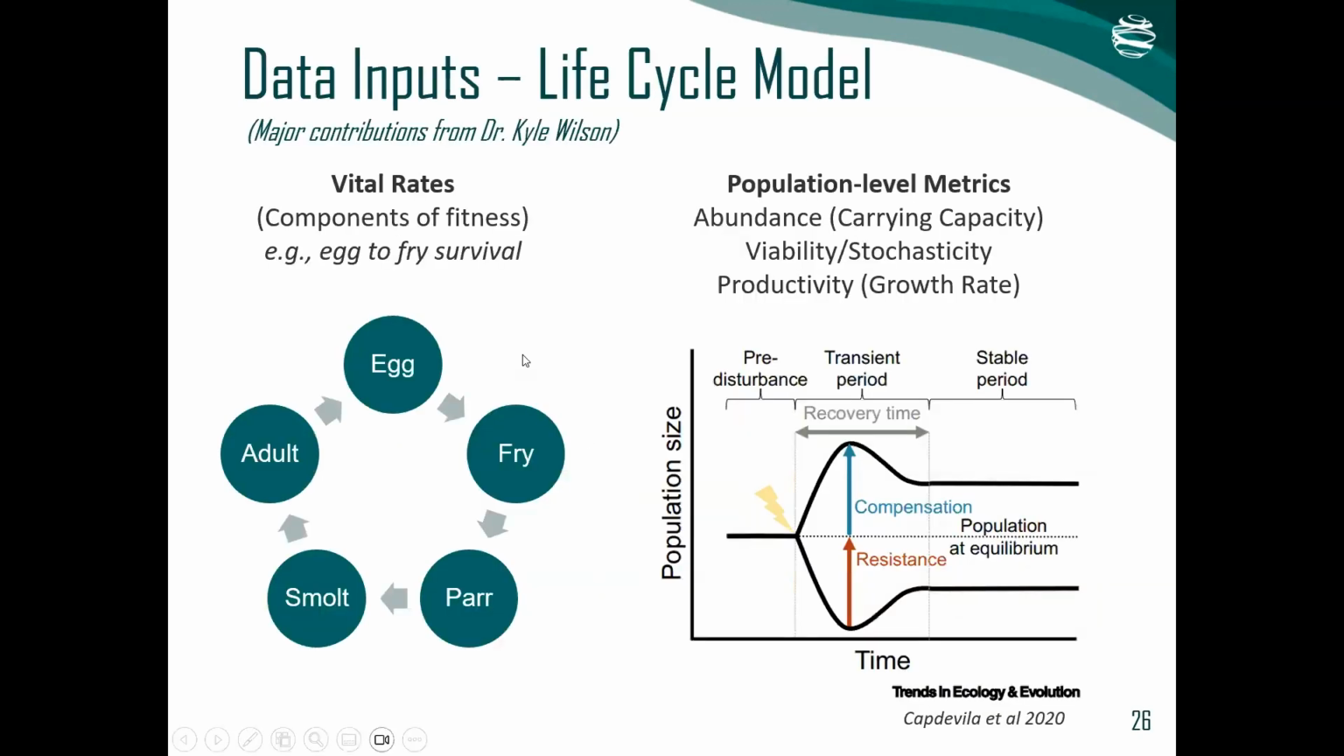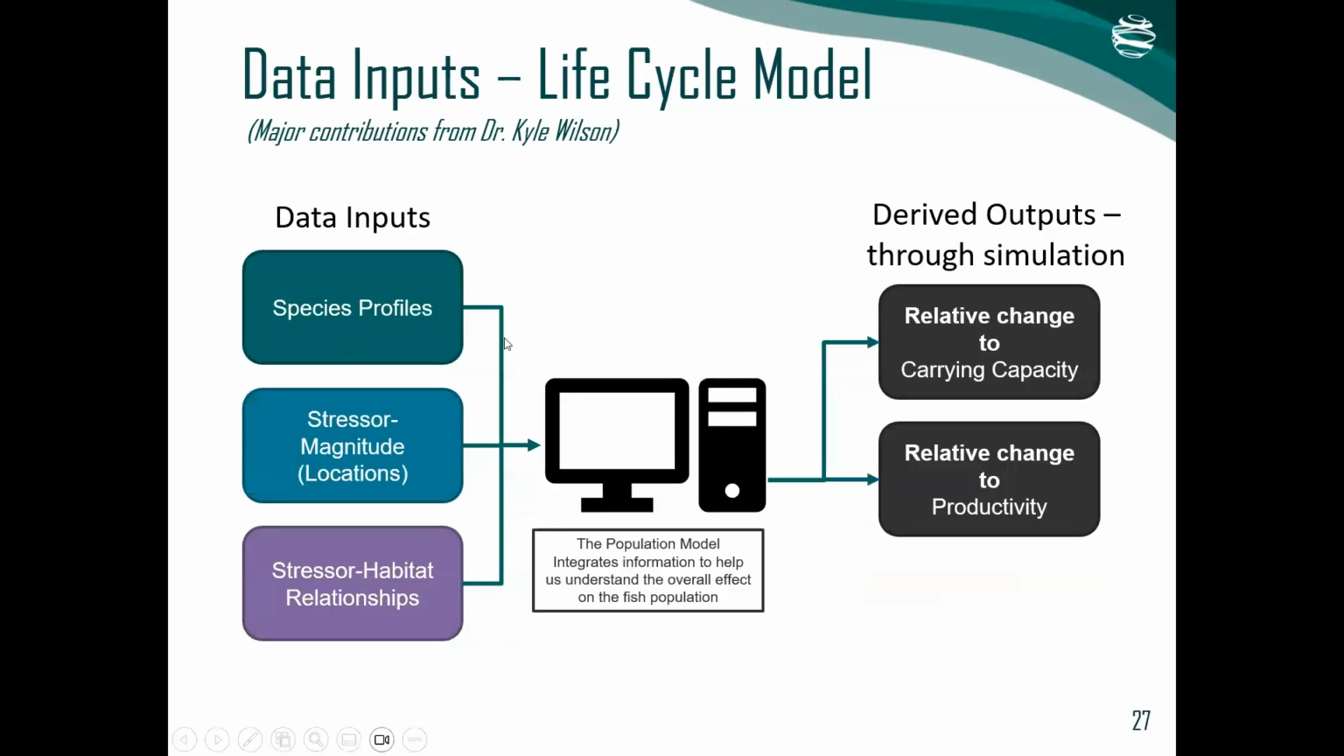The life cycle model within the CEMPRA toolbox was developed in part by Kyle Wilson, based on a series of other studies from Martin Koops and Adam Vanderlee, but at its core, it's a stage-structured population model. So it looks at transitions between different stages. And the idea is to introduce stressor response relationships into the model, link them to different vital rates, and then compare different population level metrics across scenarios, such as carrying capacity, viability, and productivity.